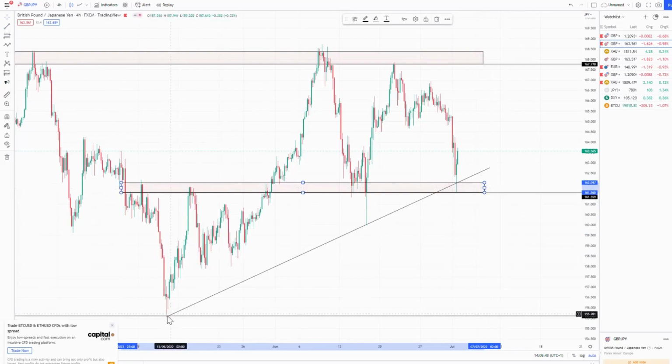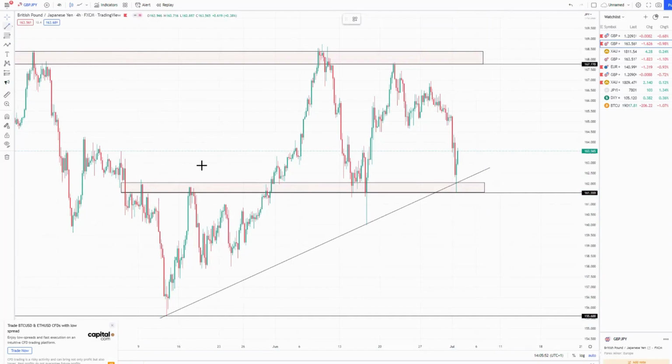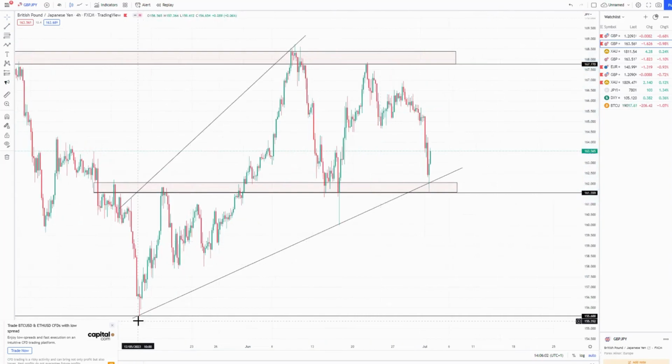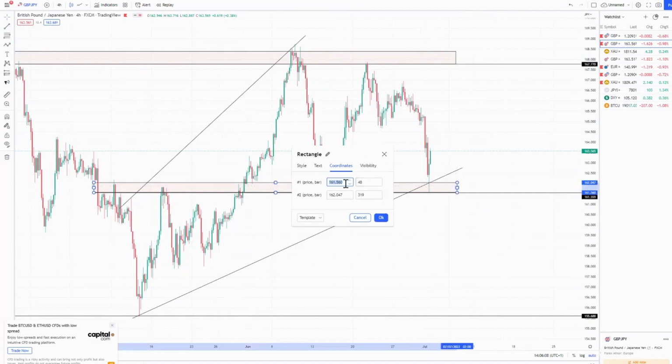Okay, we already have a touch on our trend line itself. Let me just mark this out. We already have a touch on our trend line. This is the first touch, second touch, and third touch. And not just the third touch on the trend line, it's on the support area.